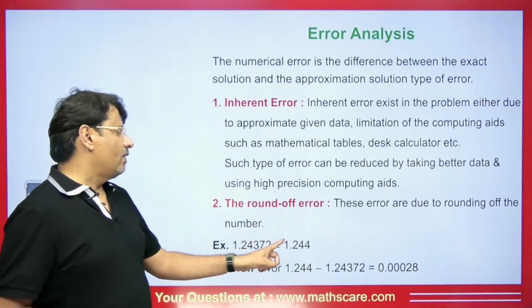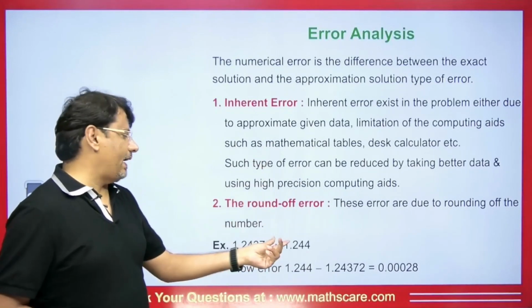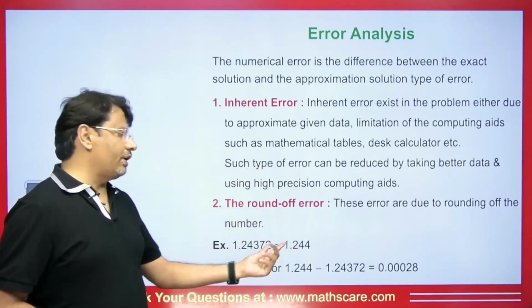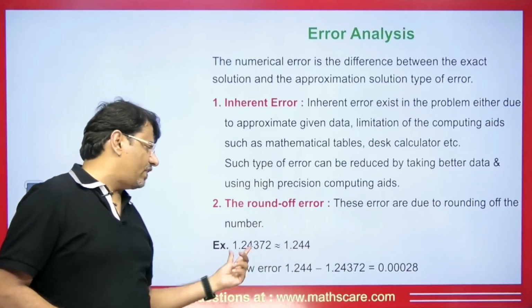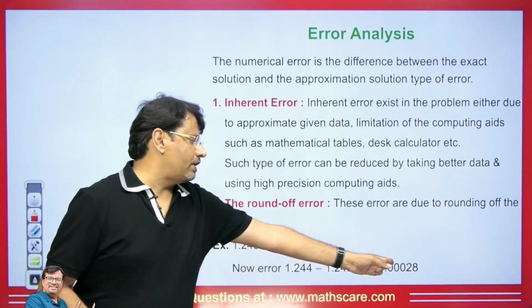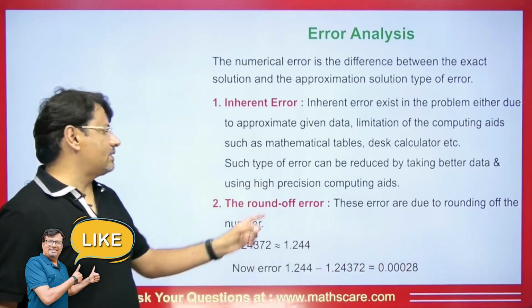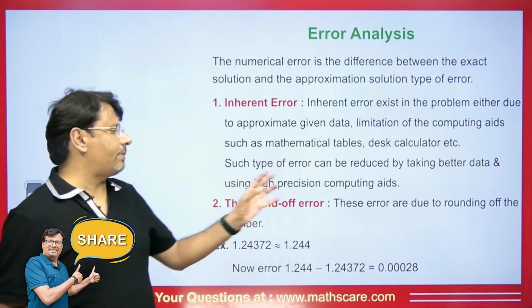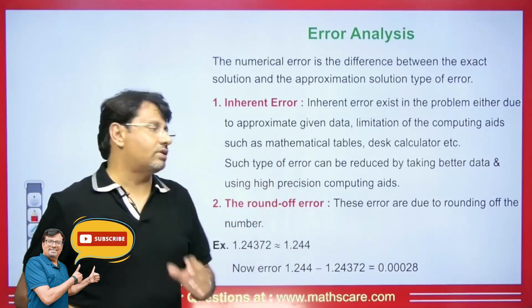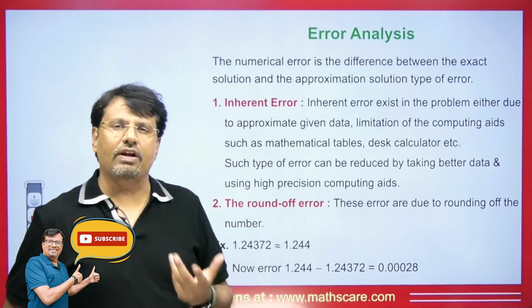We are writing it as 1.244. So actually here, this is the exact value and we approximated it here. So the difference will be 0.00028. This is known as a round off error. Here, this is round off error. Now you will say that the inherent error and round off error are the same.